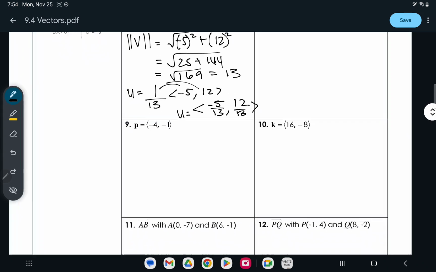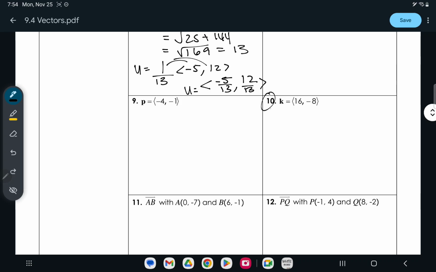All right, let's look at another one. I'll do 10. Gotta find the magnitude first. So 16 squared plus negative 8 squared: 256 plus 64. That's going to be 320.